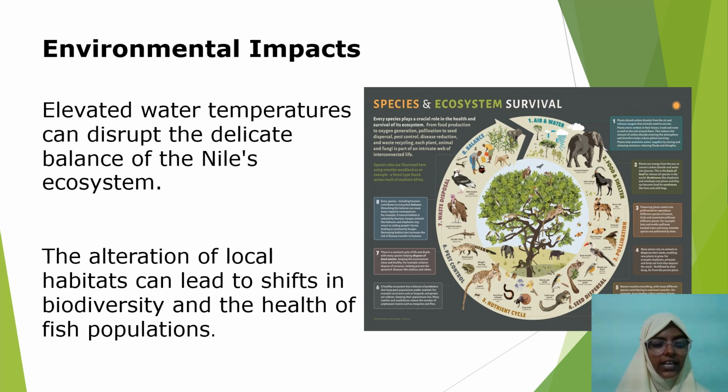Environmental impacts. Elevated water temperatures can disrupt the delicate balance of the Nile's ecosystem. The alteration of local habitats can lead to shifts in biodiversity and the health of fish populations.